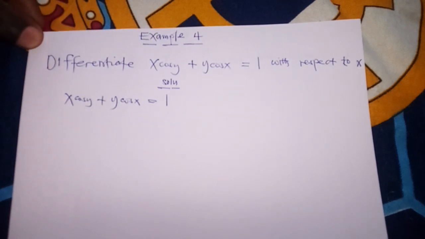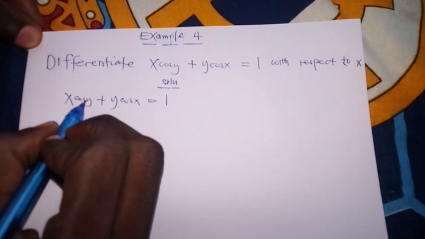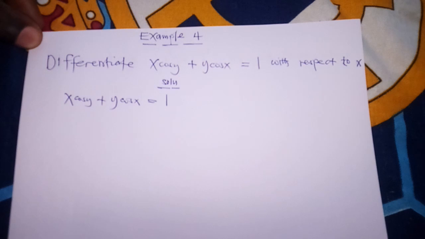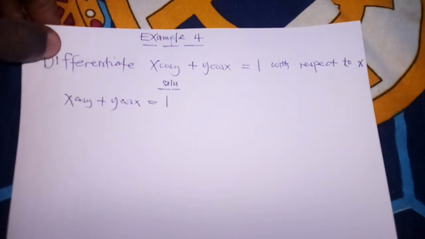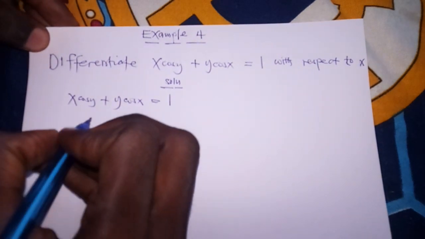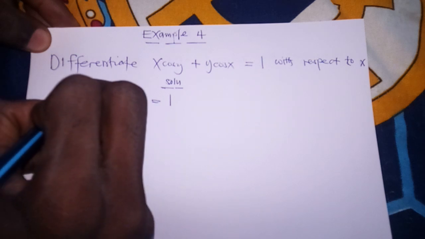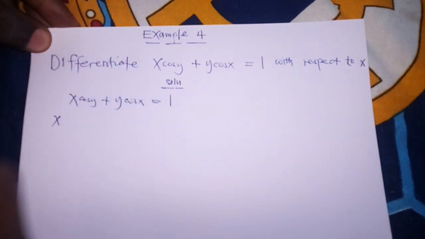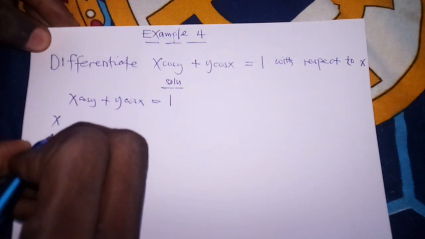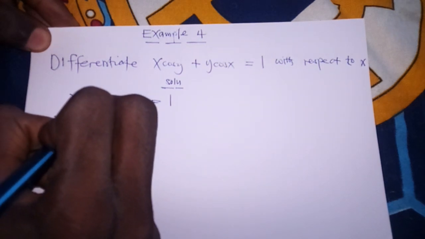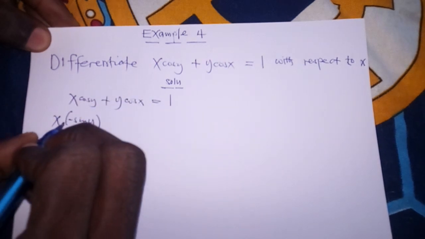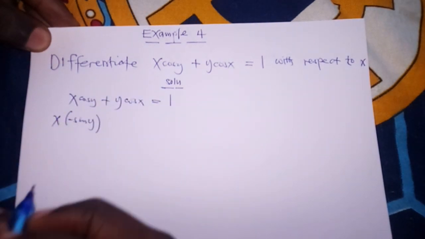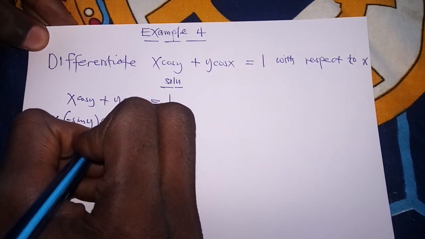The first thing that we have to do here, we make sure we use product rule to differentiate this one, because we are having x cos y and y cos x. We make sure we use the product rule well. Now let's start. Let's hold x constant. We differentiate cos y. Then differentiating cos y becomes minus sine y. But the rule says whenever you are differentiating y, you add dy upon dx.